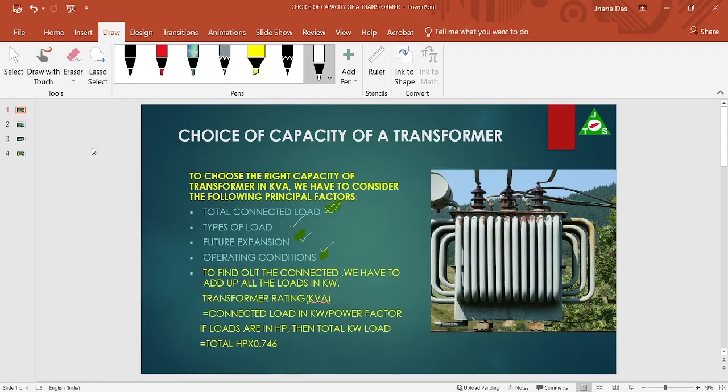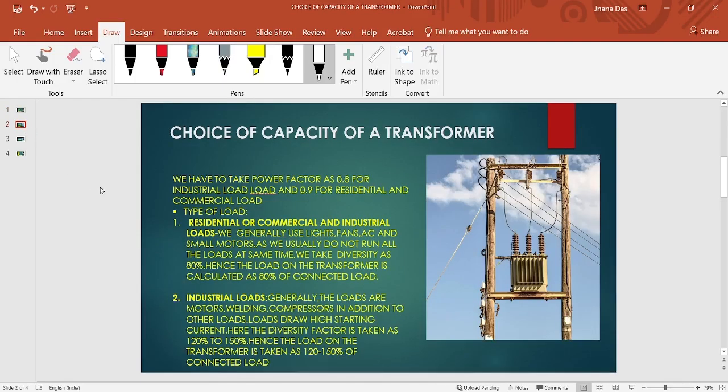In a residential or commercial complex, or in an industrial complex, in case of industrial load, the power factor is 0.8. And for commercial or residential complex load, we take 0.9.